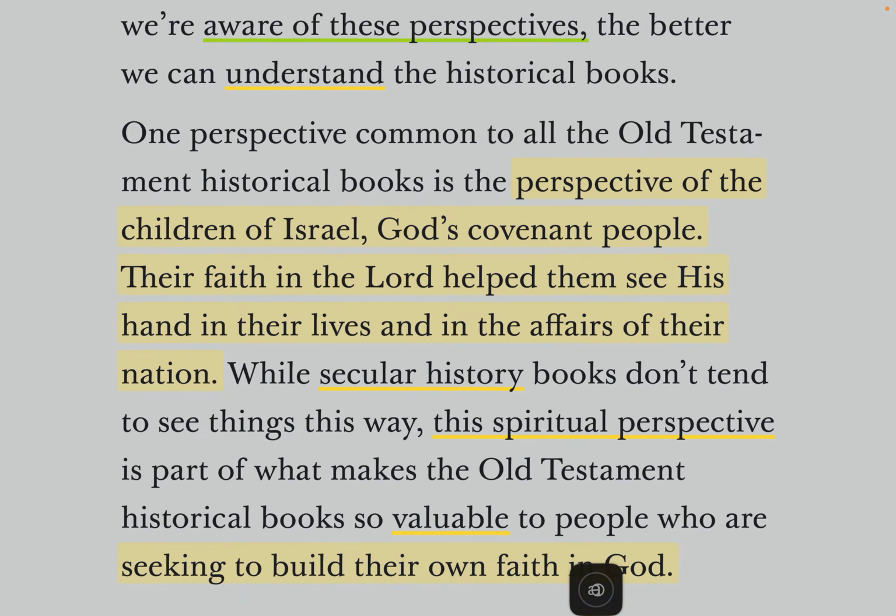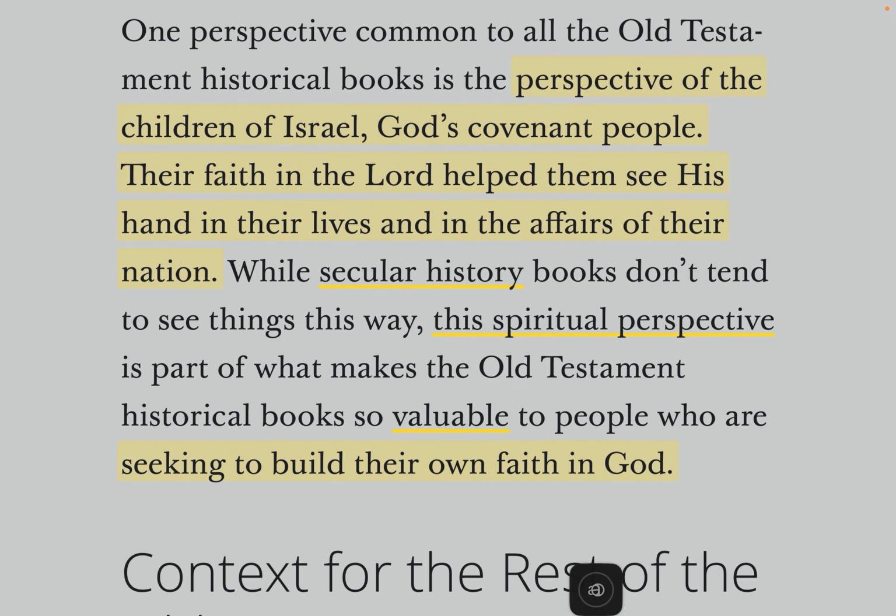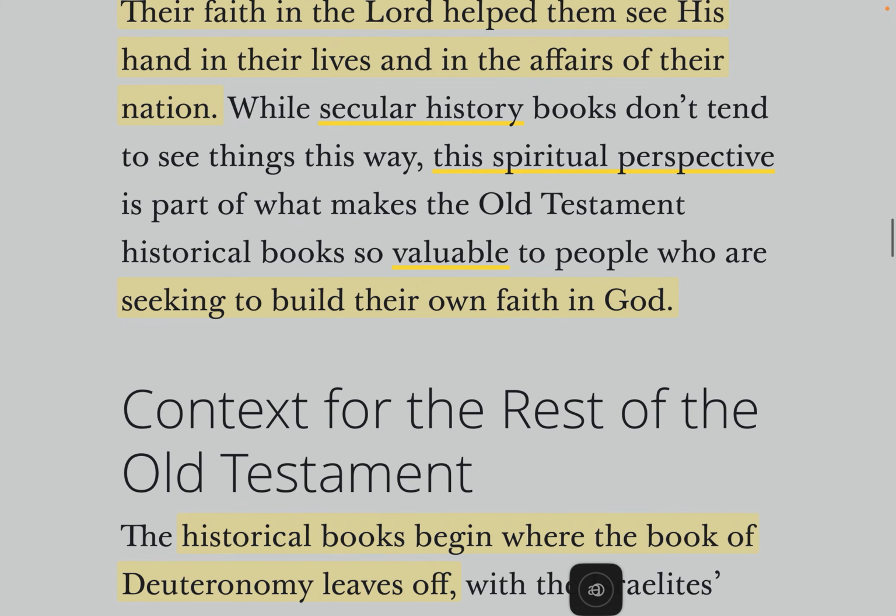One perspective common to all the Old Testament and historical books is the perspective of the children of Israel, God's covenant people. Their faith in the Lord helped them see His hand in their lives and in the affairs of the nations. So remember that, faith in the Lord helped them. And remember that we're looking for Christ in these things as well, and what the Lord does for the people in these situations, because they are the covenant people. That is what these stories are doing. Secular history books don't tend to see things this way. The spiritual perspective is part of what makes the Old Testament historical books so valuable to people who are seeking to build their own faith in God.